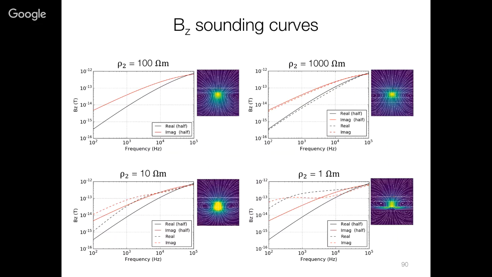If you put a resistive layer in there, then you get the dashed lines. So a little bit of difference, but not really very much. Put 10 ohm meters in, and you start to see a very substantial difference between the half space and that one with the layer. And if you put a really conductive layer in, the sounding curves will look like that. So again, exactly paralleling what we had for the time domain, except here now you always have two curves instead of one.